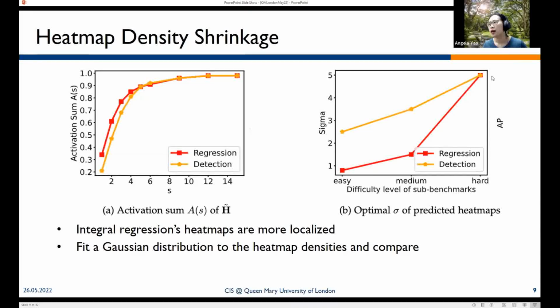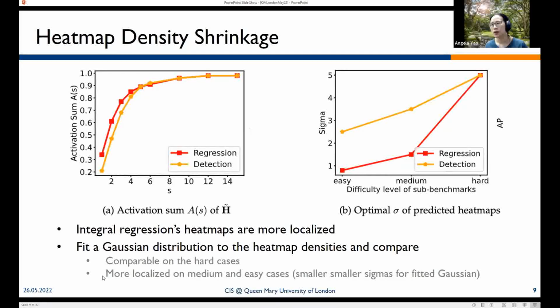On top of which, this is especially true once you progress to the easy and medium benchmarks. On the very hard settings, regression and detection are both fairly dispersed. Then as you progressively get to the easier cases, because the joints are relatively easy, your likelihood is more concentrated, but for regression, it's much more concentrated than detection. So here, the Gaussian distribution is comparable on the hard cases, but for the medium and easy cases, it's more and more localized because you get smaller fitted sigmas.